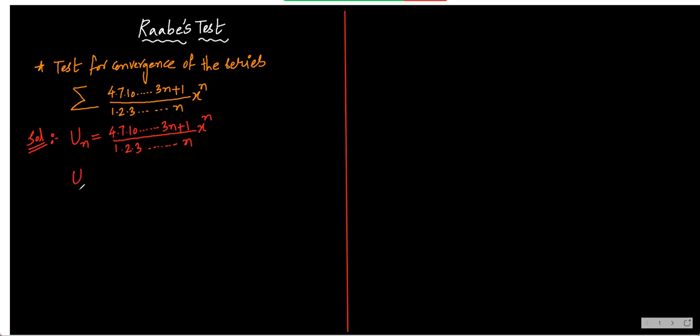Now from un we have to obtain the un plus 1 value. It will be like that: 4 into 7 into 10, and so on. This 3n plus 1 will be there as it is. When you write the n plus 1 term, in place of n we have to put n plus 1.